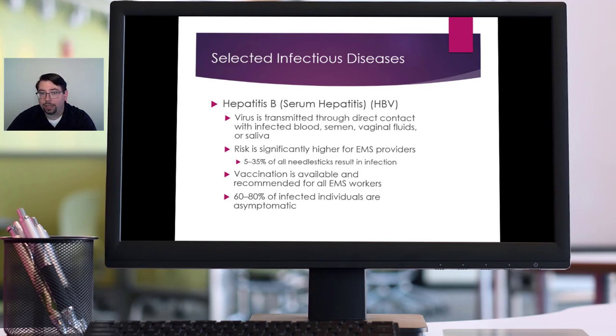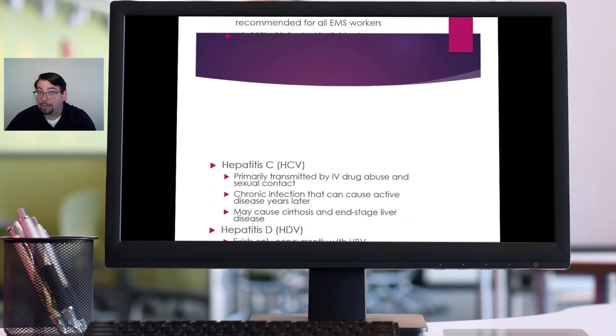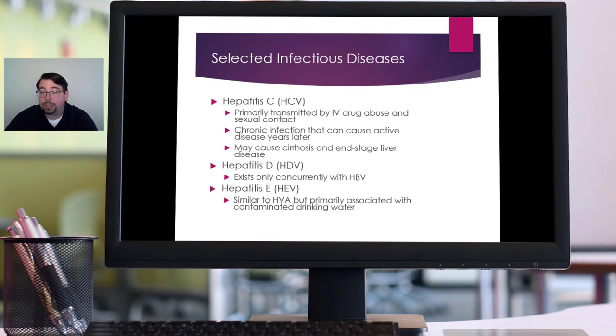Hepatitis in general is much more likely to be contracted by a healthcare provider than something like AIDS or HIV. We know that anywhere between 5 to 35% result from needle sticks, and that's the biggest concern. So again, be sharp with your sharp safety. Vaccinations obviously are available and recommended for all EMS workers, and then somewhere between 60 to 80% of infected individuals are considered asymptomatic. It's a very large population.